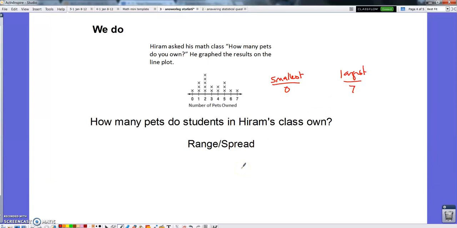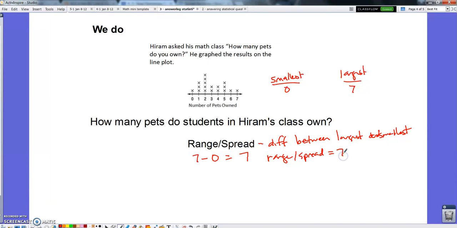All right, so the first thing I would do is say the range and the spread. That is the difference between largest and smallest. So if we want to be mathematical about it, the range is 7 minus 0, largest minus smallest, which is 7. So there's a range or spread of 7. That's how you calculate the range or the spread. It's just a number that can be calculated.